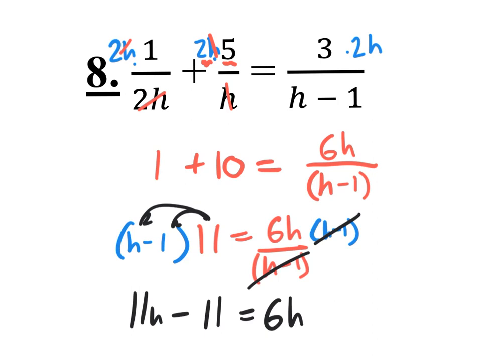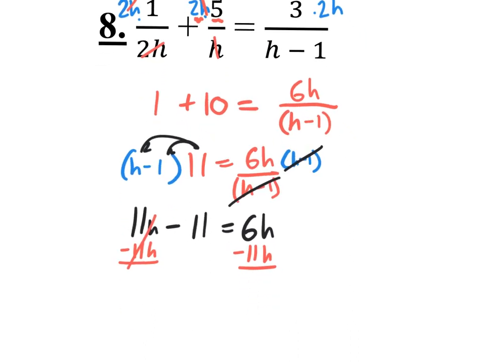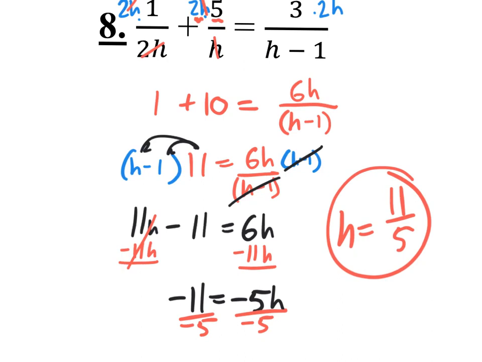So here's my new equation. I do have h's on both sides. I don't want h's on both sides. I only want it on one side. So let me get rid of that 11h by subtracting 11h. That'll cancel it out. What do I have left here? I have the equation, negative 11 equals negative 5h. Final step, divide by negative 5, divide by negative 5. h equals 11 over 5. And if you think about that, there's no way that the answer 11 over 5 would make this become 0 or that 0 or that 0. So it looks like the answer is h equals 11 over 5.